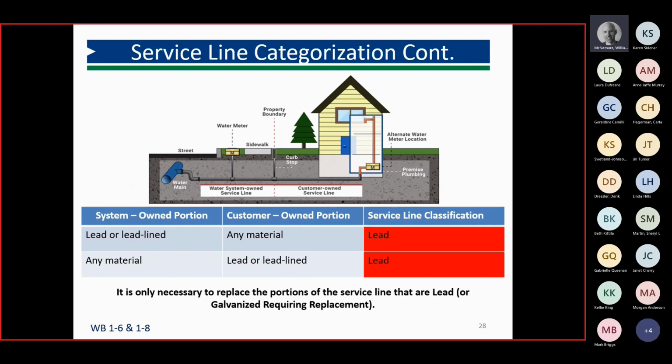Now, one thing I just want to mention is that obviously when it comes to lead service line replacements, if half of it's already been replaced with copper, we're not going to make them replace the whole line, just the portion that's still lead, but the entire line is categorized as lead for the purpose of the inventory.